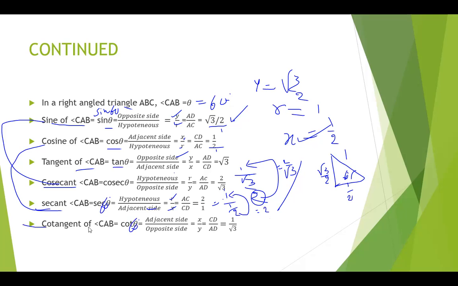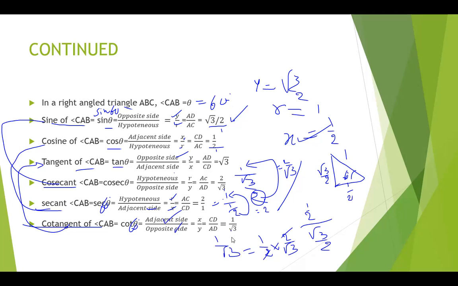Then cotangent of theta. Cotangent is written in short as cot theta. Cot theta is the reciprocal for tan theta. Cot theta is the ratio of adjacent side to opposite side. Adjacent side is 1 by 2 here divided by opposite side is root 3 by 2. Okay, 1 by 2 into, this I can write it as upside down 2 by root 3. This to get cancelled. I get it as 1 by root 3. So cotangent theta is 1 by root 3.